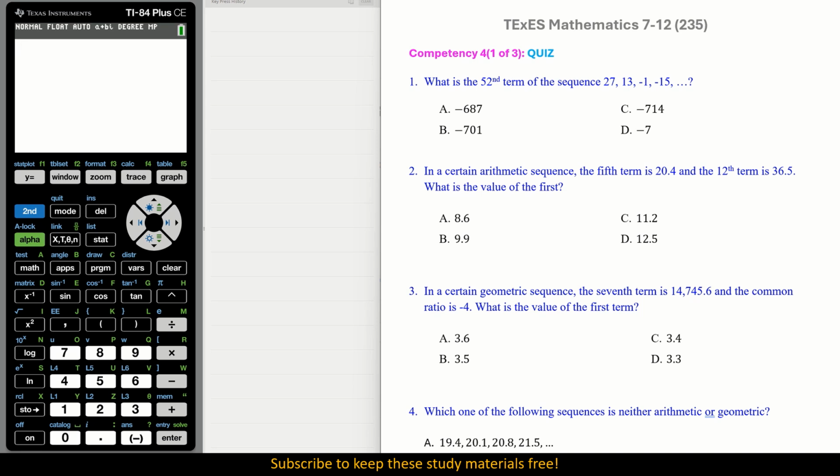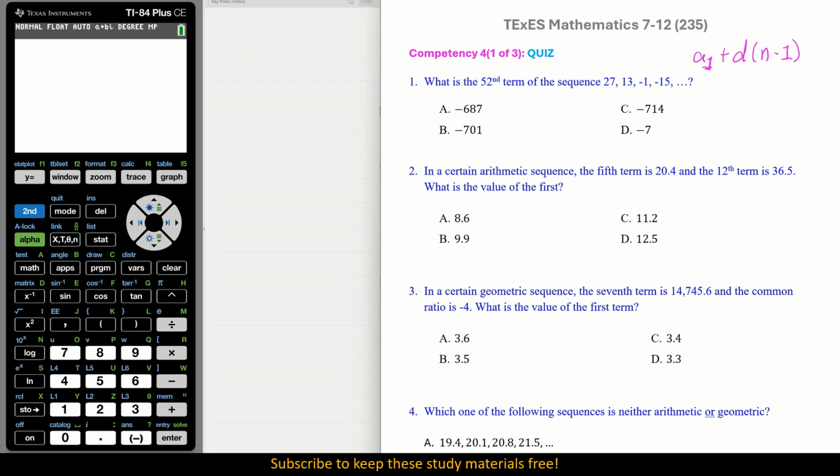Okay, number 1, what is the 52nd term of the sequence? 27, 13, -1, -15. If you've watched the other videos, you may remember that I didn't solve them directly. To solve this one, you would have to remember A1 plus B times n minus 1. You'd have to remember the formula. Okay, that's all well and good. If you remember the formula, of course you can.